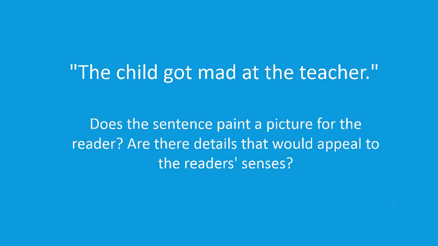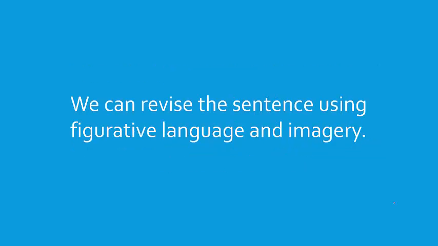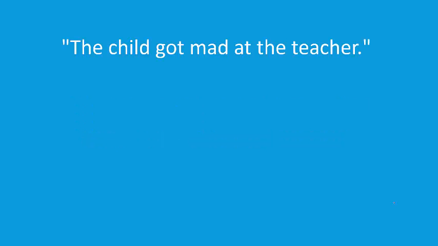Take a look at this sentence. The child got mad at the teacher. Does this actually paint a picture for our reader? And are there details that would appeal to the reader's senses? So take a look. Are there any actual details that would appeal to the 5 senses? What we can actually do is revise the sentence using figurative language and imagery.